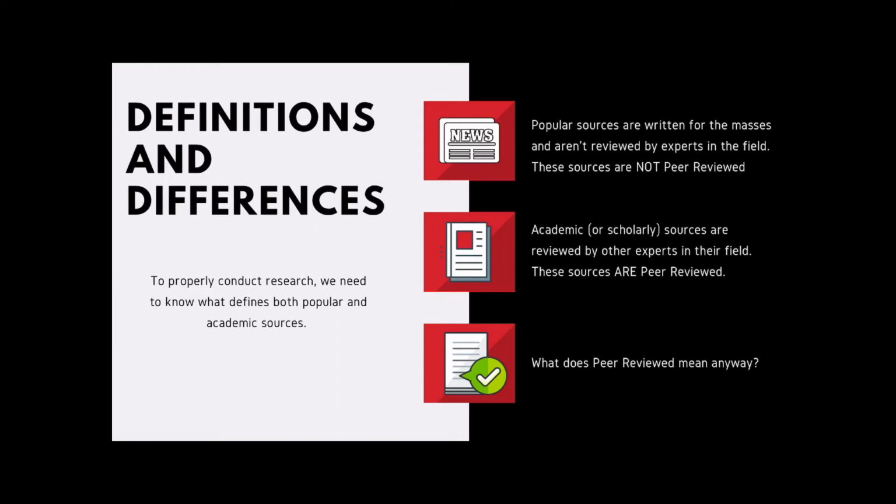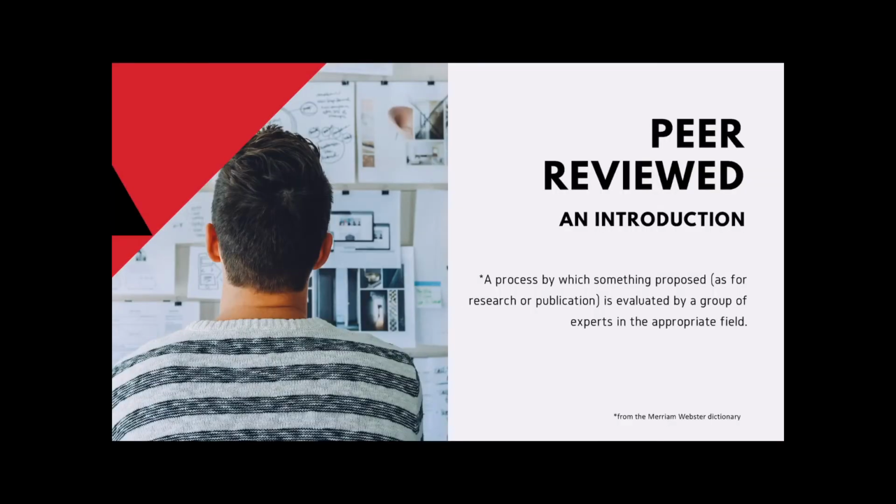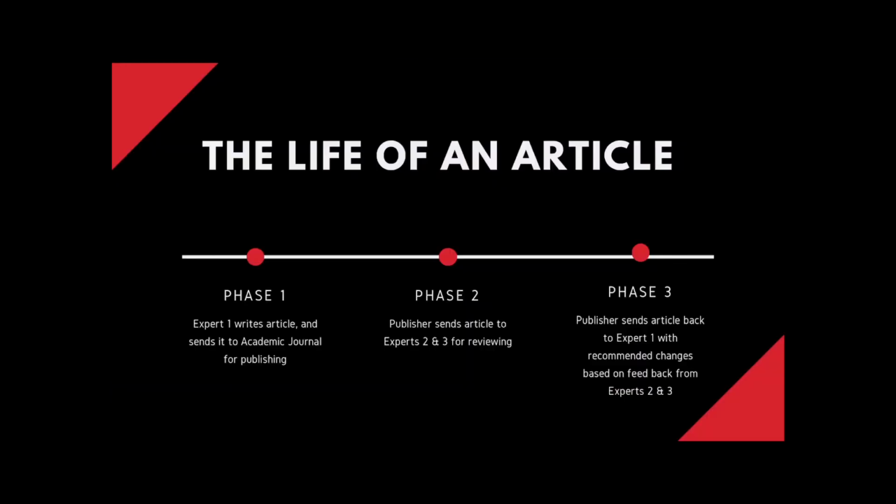But what does peer reviewing mean anyway? Let's start with an introduction. This definition of peer reviewing says that it is a process by which something proposed, like research or a publication, is evaluated by a group of experts in an appropriate field. Let's look into this process a little further.